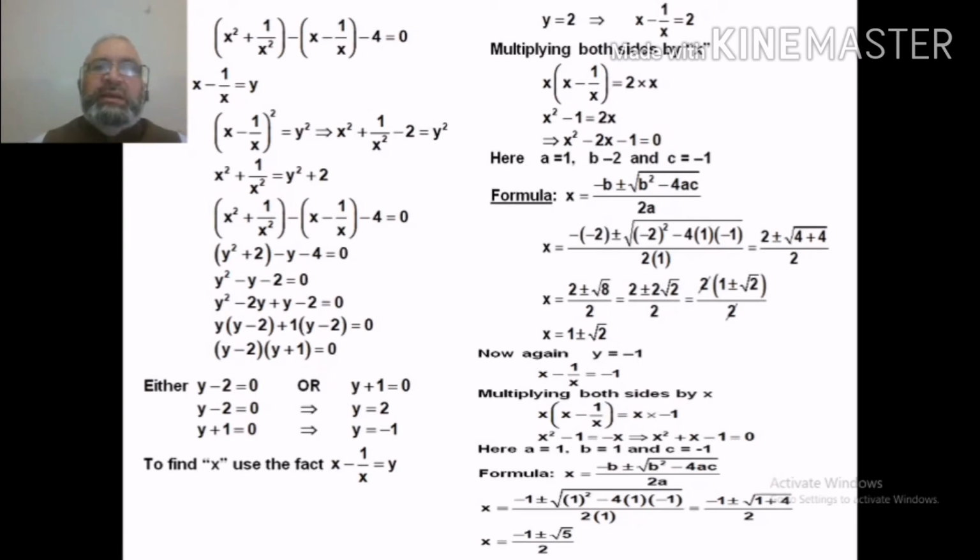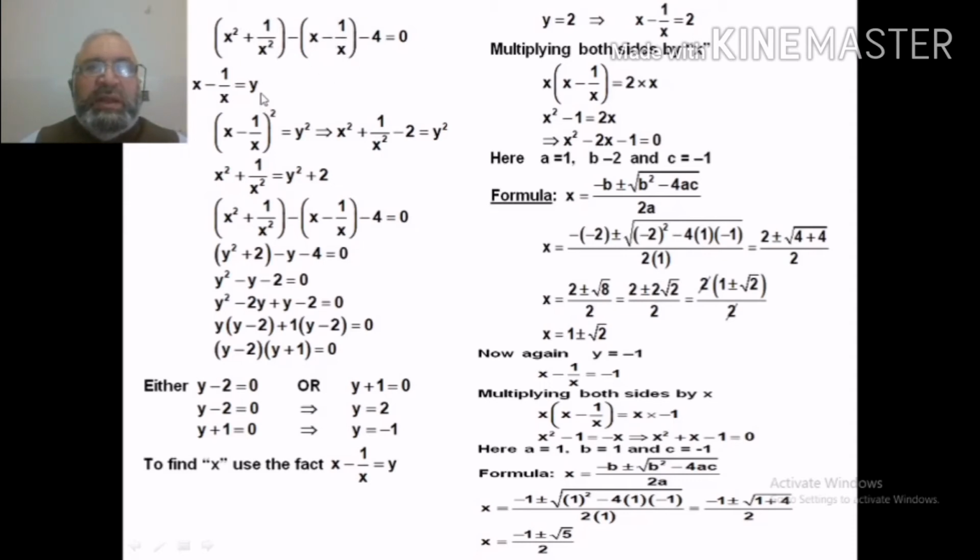Next, again type 3 equations, in which the first term is the square of the second, or the second is linear of the first term. So again, by substitution, let the linear term x minus 1 over x is equal to y.